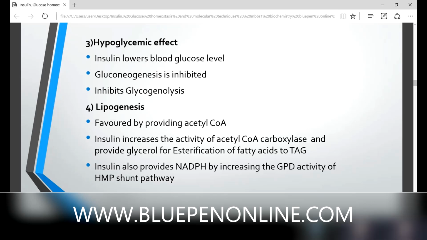Define glycogenolysis. Breakdown of glycogen. Glycogen converted into glucose. Sorry, glycogen is converted into glucose in case of glycogenolysis, and in glycogenesis, glucose is converted into glycogen.